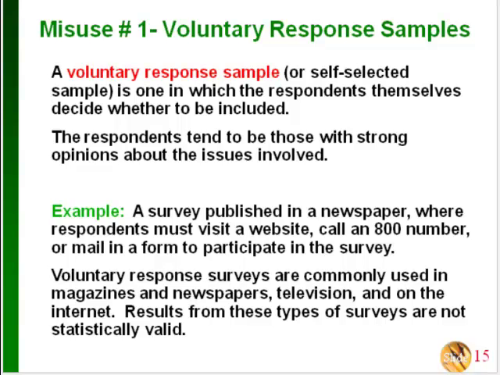So, for example, if you see a survey in a newspaper or a magazine where the respondents have to visit a website, or they have to call an 800 number, or they have to mail something in to participate in the survey, that would be a voluntary response sample, because they're choosing whether to respond or not. And you probably know from looking at these kinds of things, you're not going to take the time and the effort to respond to something like this unless it's an issue that you really feel strongly about.